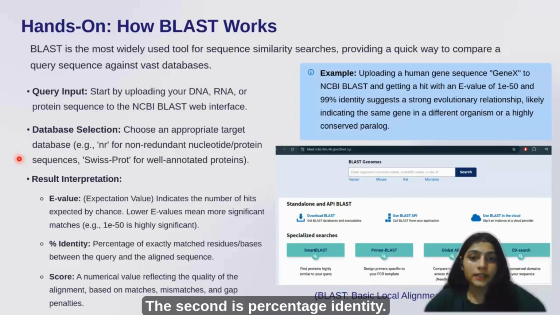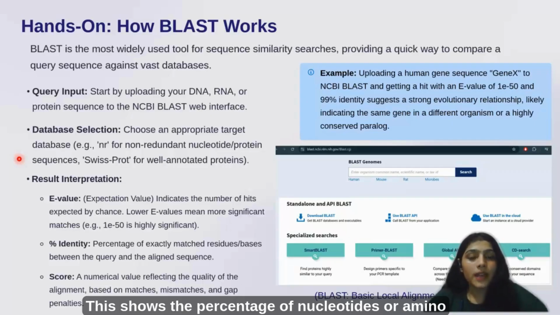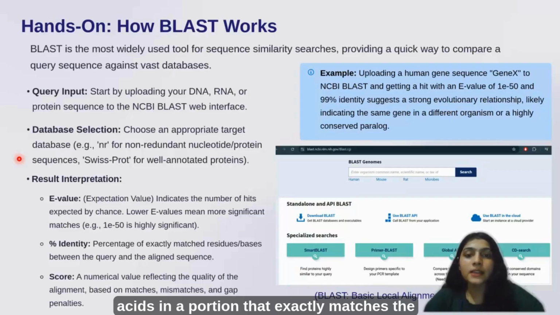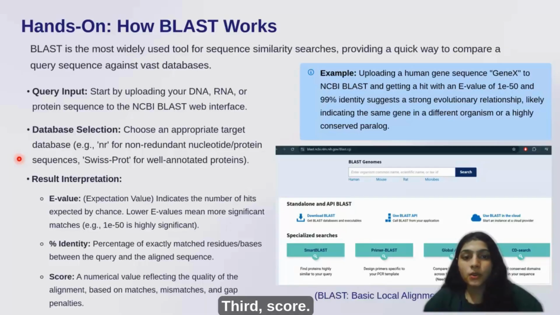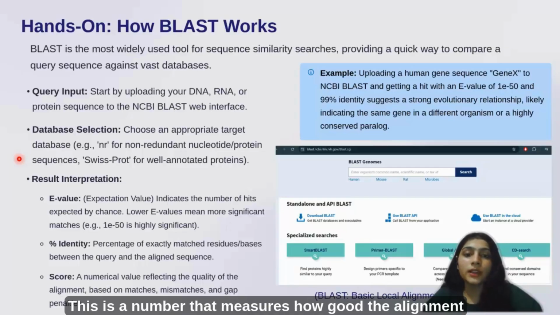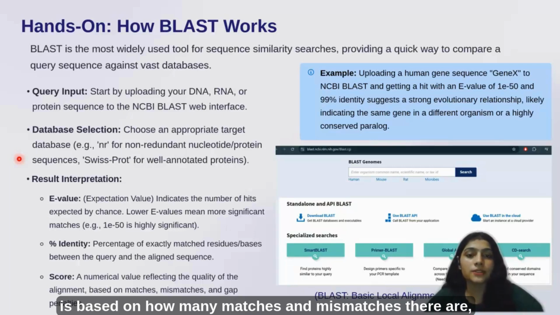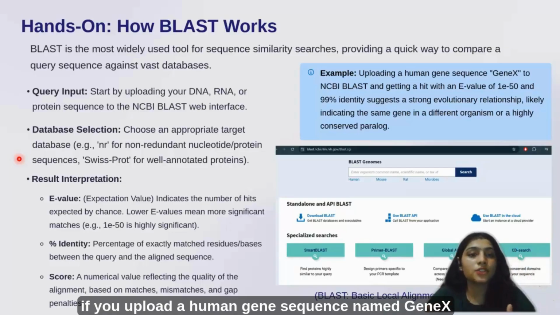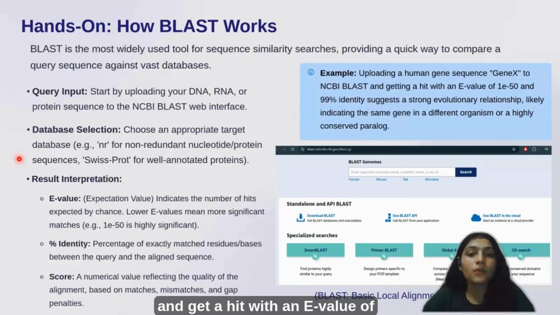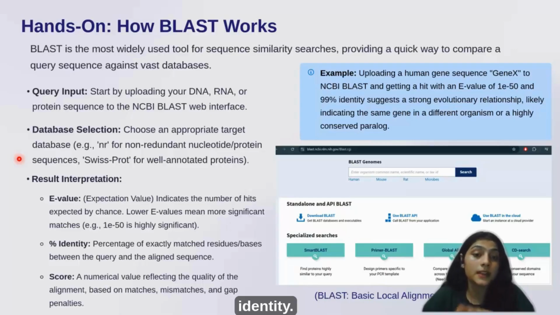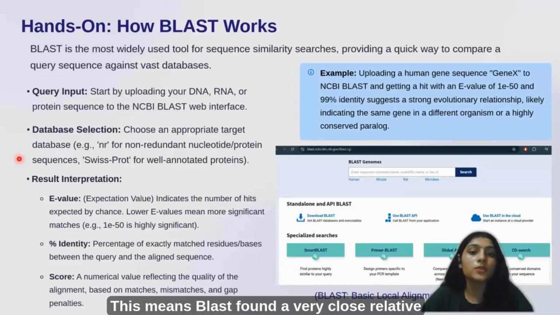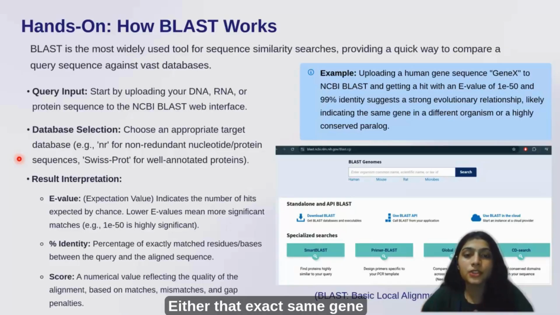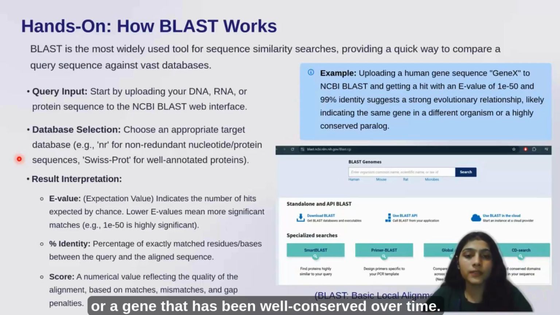The second is percentage identity. This shows the percentage of nucleotides or amino acids in your query that exactly match the sequence found in the database, revealing how similar the two sequences are. Third, score. This is a number that measures how good the alignment is based on how many matches and mismatches there are, plus any gaps introduced. For example, if you upload a human gene sequence named gene X and get a hit with an e-value of 1e-50 and 99% identity, this means BLAST found a very close relative of that gene, either that exact same gene in another organism or a gene that has been well conserved over time.